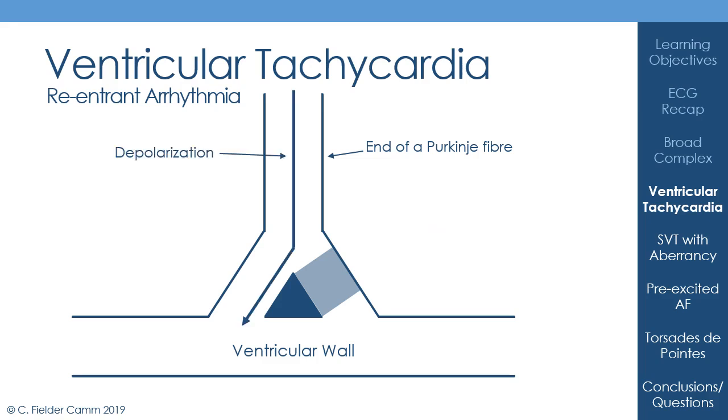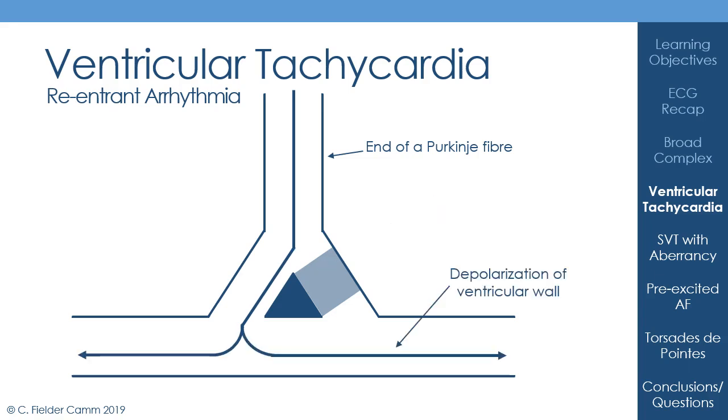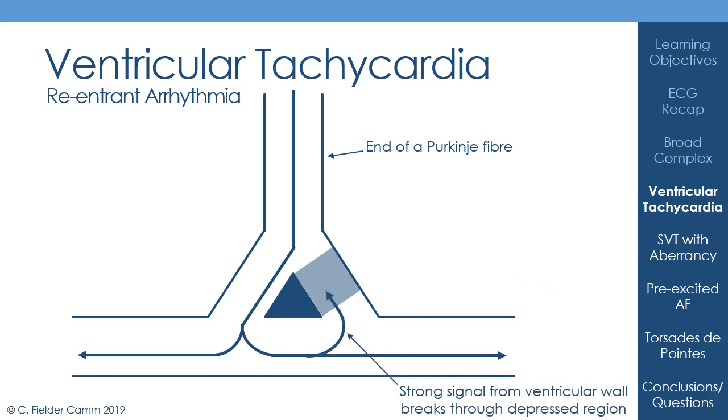And so that has reduced conduction ability. And so what happens is the depolarization comes down, and it goes down the normal part of the pathway absolutely fine. But the small signal from this small Purkinje fiber is blocked by this depressed area, so that signal doesn't get through. And that's fine in the sense that the ventricular wall is depolarized by the fibers that do remain, and so that's absolutely fine, except that signal isn't cancelled out on the ventricular wall, and instead it starts to come back up that area of depressed depolarization, the bit where that small signal didn't get through.